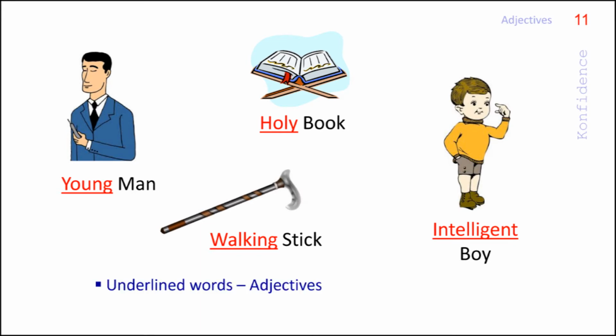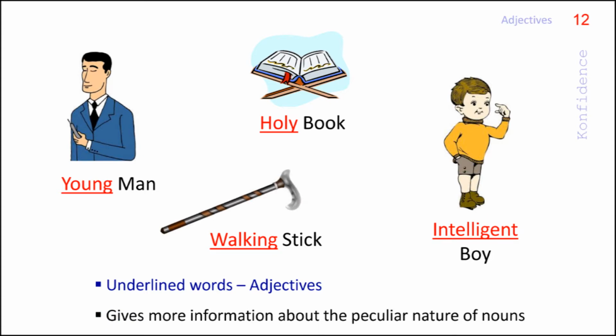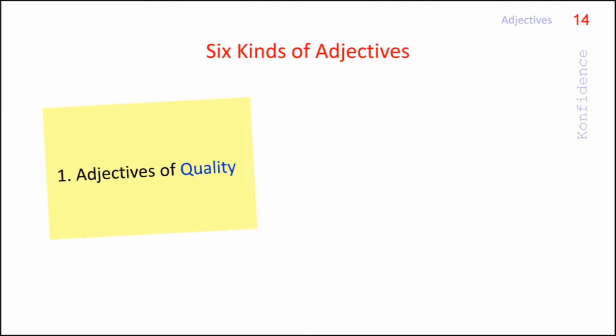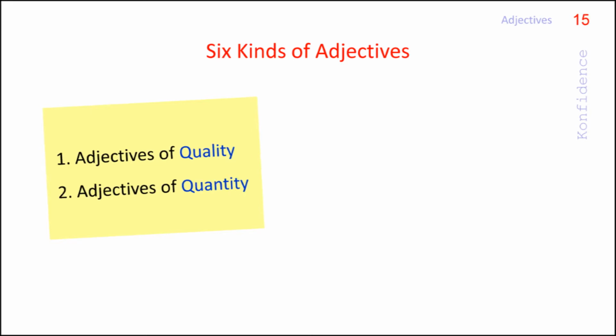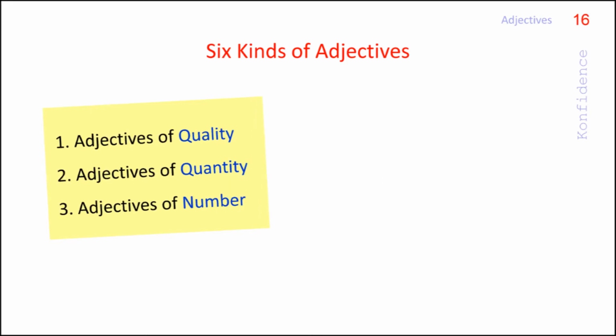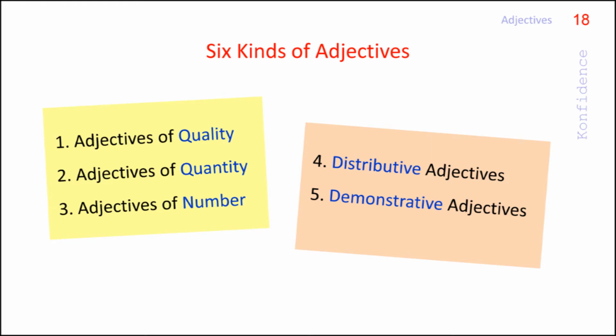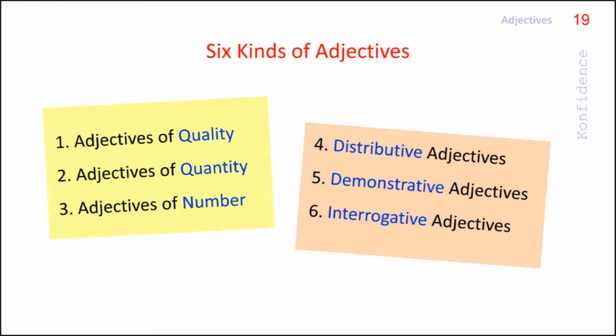The underlined words are adjectives. They give us more information about the peculiar nature of the nouns that follow them. There are 6 kinds of adjectives, namely adjectives of quality, adjectives of quantity, adjectives of number, distributive adjectives, demonstrative adjectives, and interrogative adjectives. Let us learn them one by one.